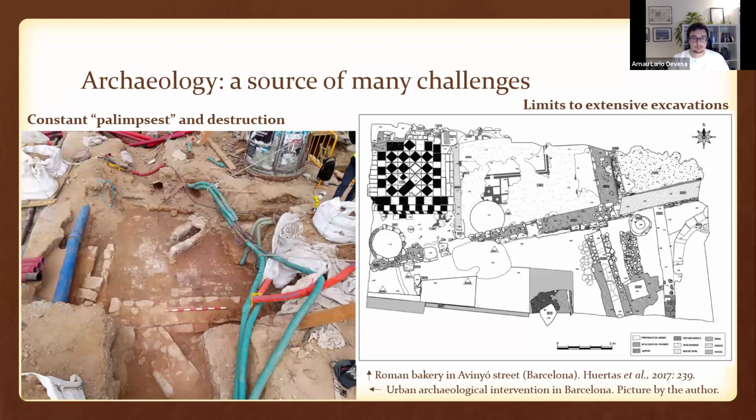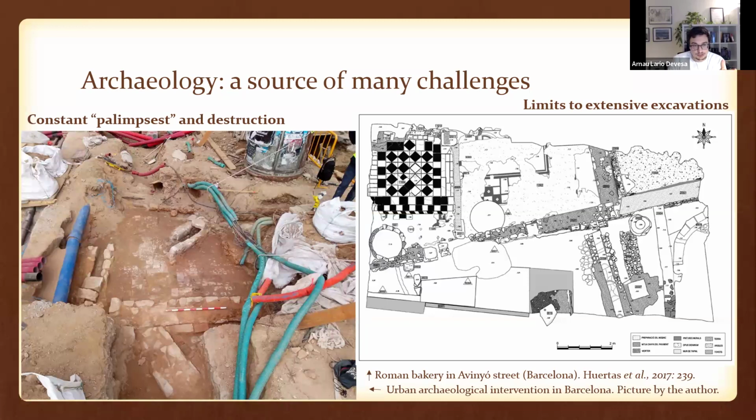The second challenge is the situation of constant palimpsest and destruction that we can find in this urban context. In cities where urban life outlived the Roman Empire, each later phase took a piece of Roman structures away, fragmenting, destroying, and also building over ancient public or private areas alike.